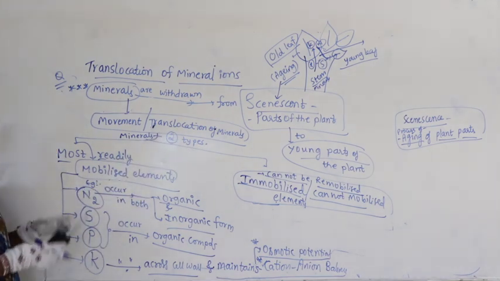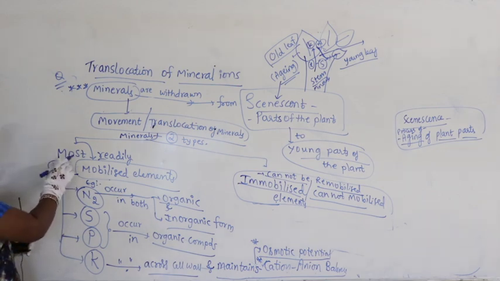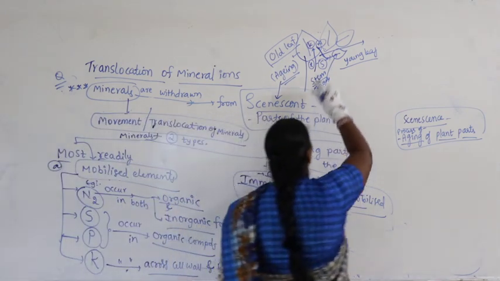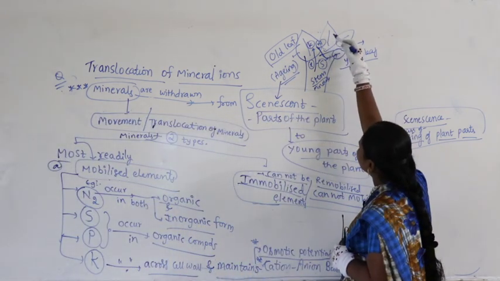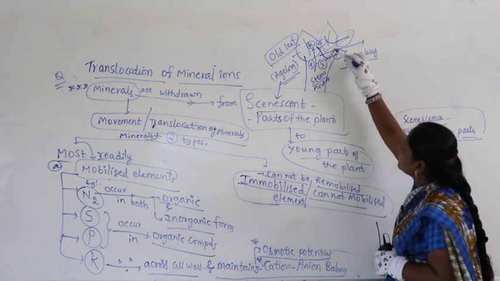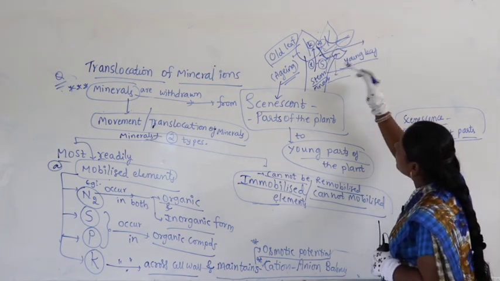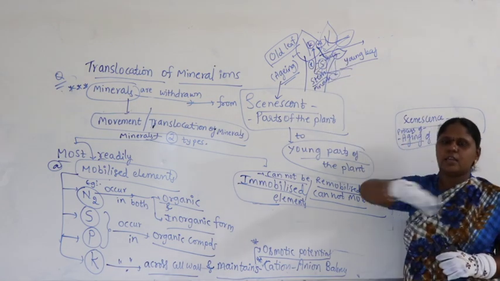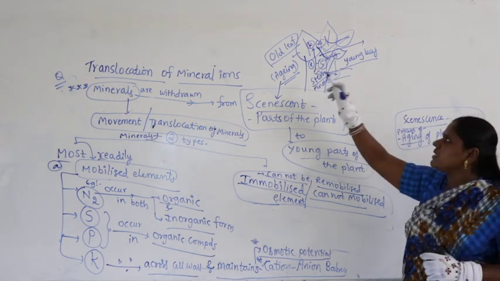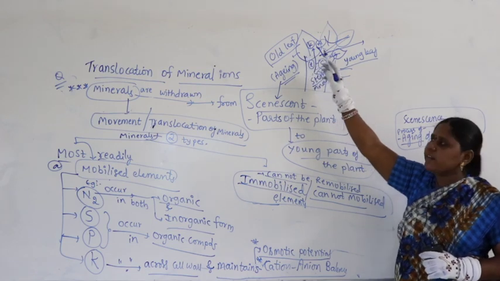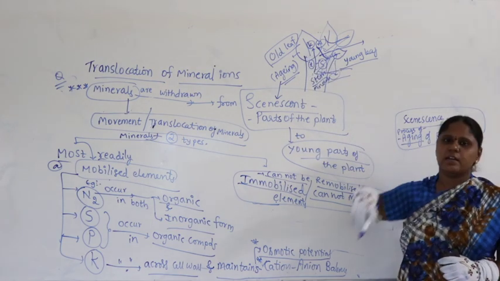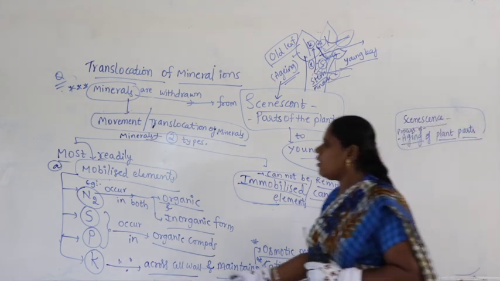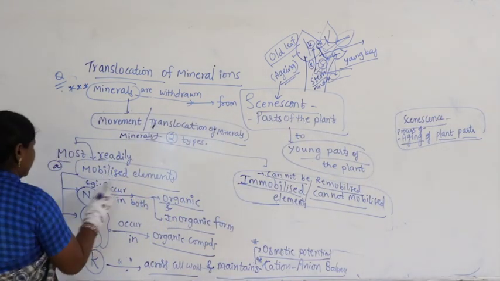What is the first category in this case? The first category is most readily mobilized elements. What are most readily mobilized elements? See, this is where the leaf is fully filled, then minerals may be moving to another leaf or to the branch. Means they are moving from one part of the plant to another part of the plant. They keep showing the movement from the stem to the leaf, from the leaf to the branch, from the branch to the young leaf. They keep moving from one place to another place. They are called most readily mobilized elements.